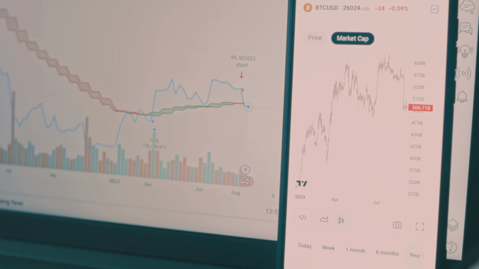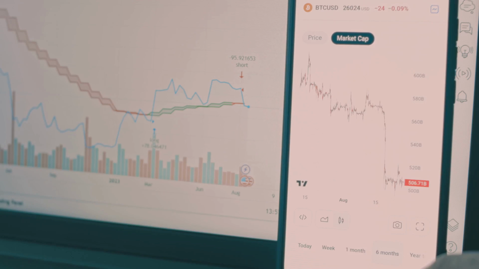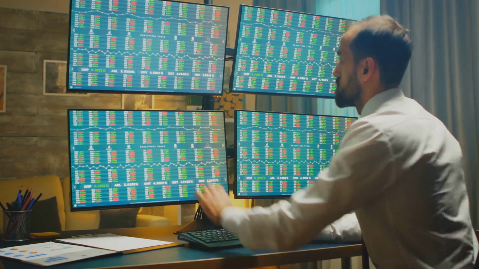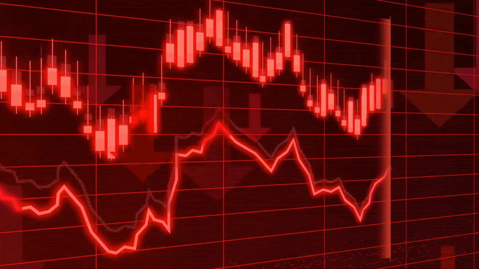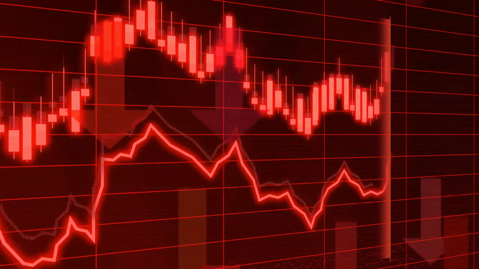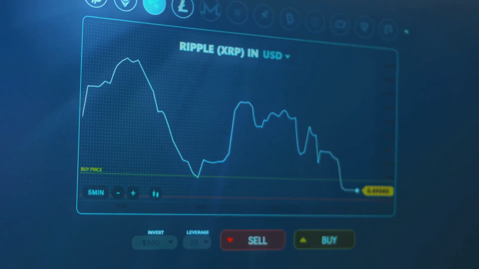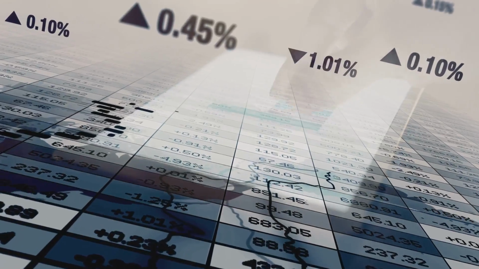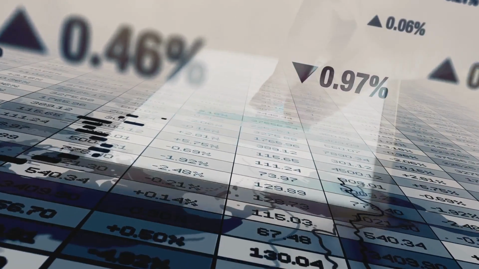In the world of technical analysis, moving averages are like noise-canceling headphones, filtering out the daily fluctuations of price action and revealing the underlying trend. They are calculated by averaging a security's price over a specific period, smoothing out short-term volatility, and highlighting the long-term direction of the market. The two most common types of moving averages are the simple moving average, or SMA, and the exponential moving average, or EMA.